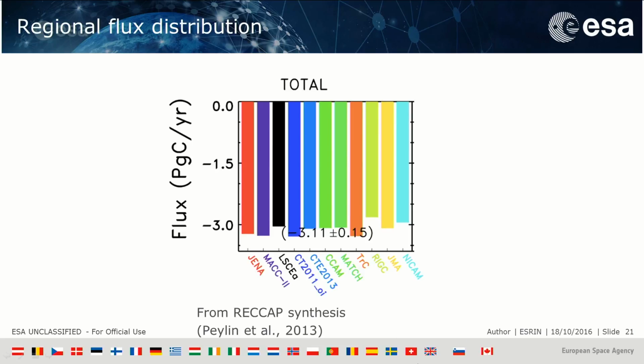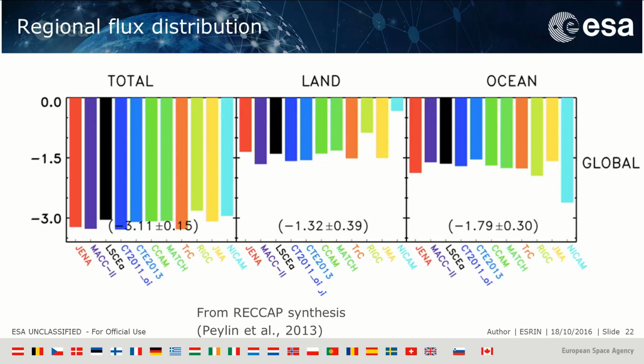And it's the recap synthesis. So you see we all agree quite well for the global total flux, and well, we should, because if you're conserving mass, this should be more or less right. And then, as I said, you break it up into land and ocean, and still everyone, except for maybe this outlier, is still more or less agreeing.